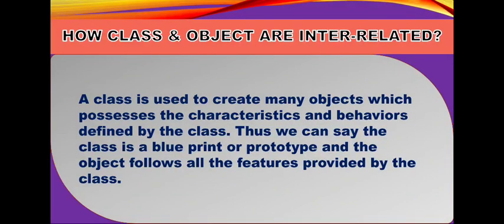Now another question can be framed: how are class and object interrelated? Basically a class is used to create many objects which possess the characteristics and behavior defined by the class. Thus we can say the class is a blueprint or prototype, and the object follows all the features provided by the class. In this way, the class and object are interrelated.